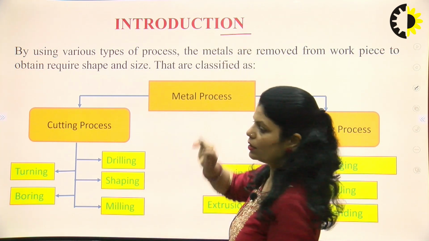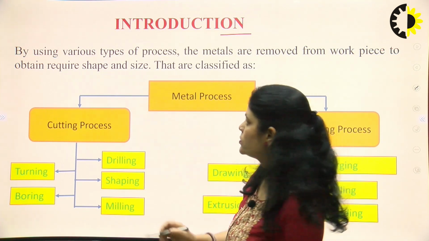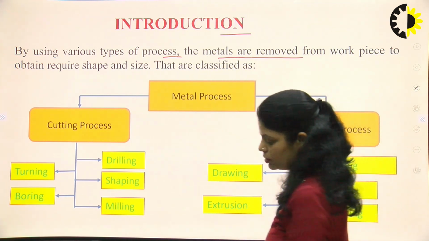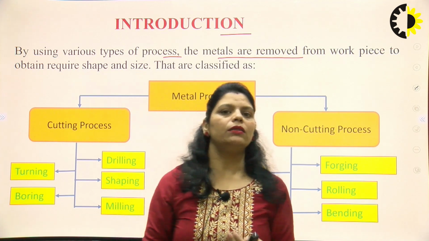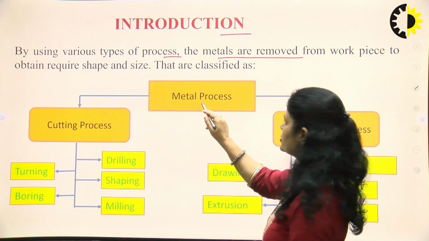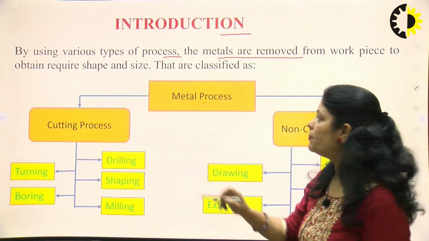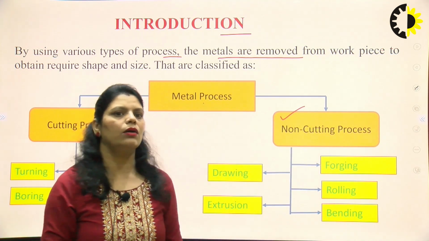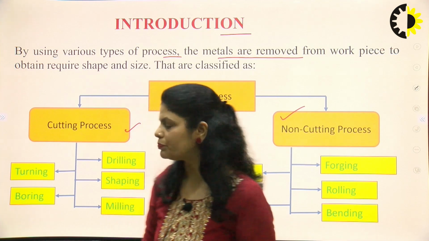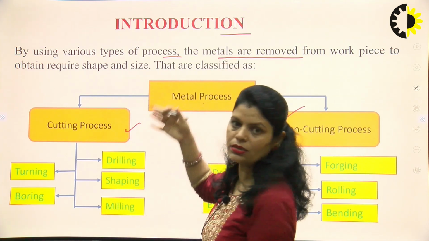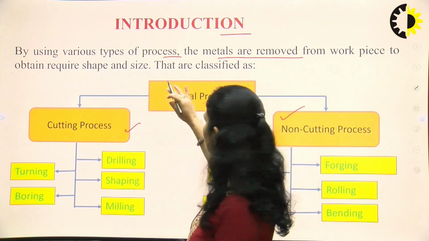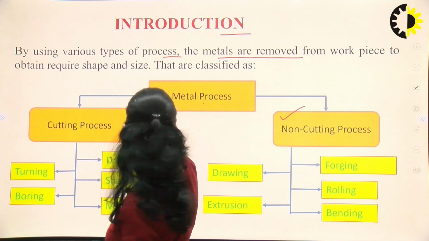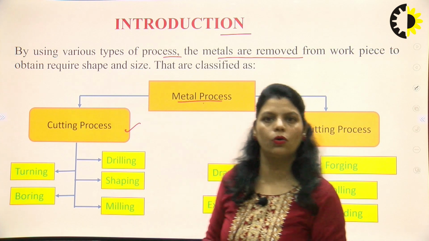Now we will see how we can classify the metal cutting process. By various types of processes, metal is removed from the workpiece to obtain the required shape and size. Here we have classified the metal process into the cutting process and the non-cutting process, that is, the conventional and the unconventional machining process. Here we are discussing the conventional process only. In the conventional process also, we can classify it into the cutting process and the non-cutting process.